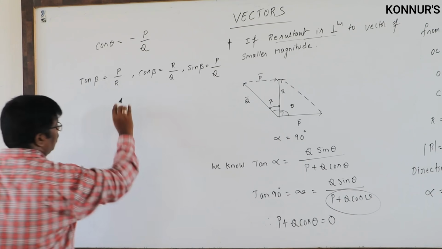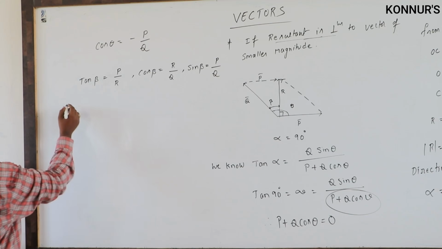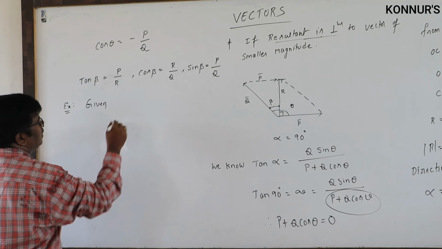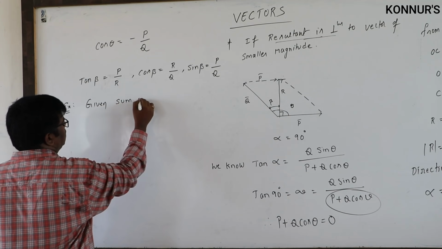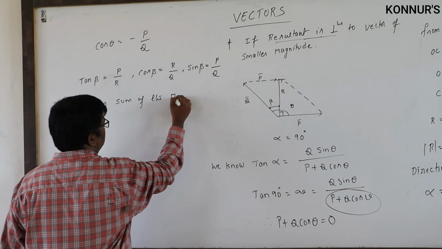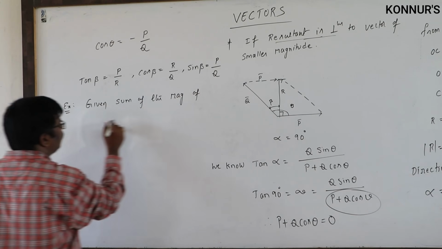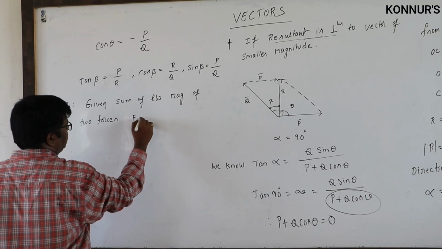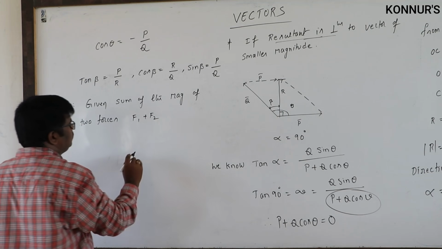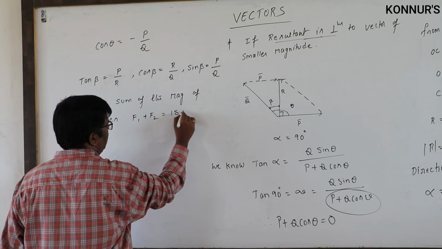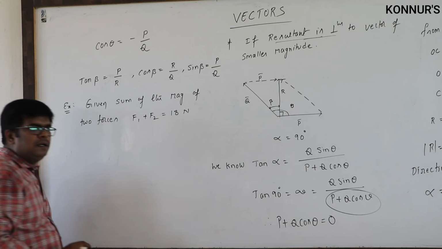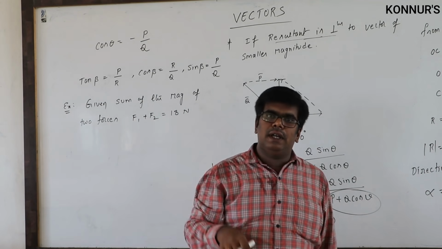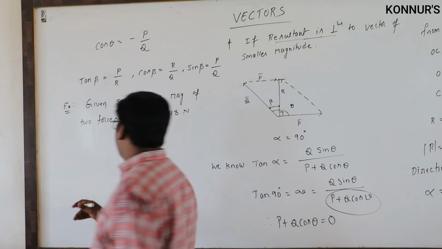Here is one example we are solving based on this model. Given the sum of the magnitudes of two forces, that means F1 plus F2 is equal to 18 newtons, and the magnitude of the resultant of F1 and F2 is 12 newtons.